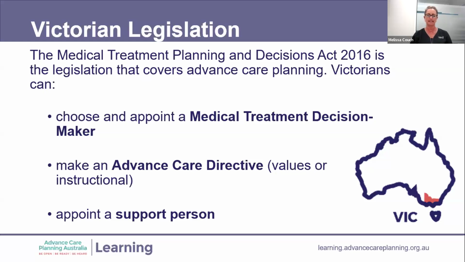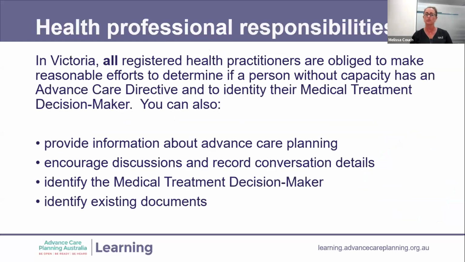And then you can make an advanced care directive. So it's either a values or instructional, and we'll go through that a bit more clearly, and also appoint a support person. That was sort of a new appointment under when the Decision Planning Act changed in 2018, what came into effect. So what are health practitioners or health professionals' responsibilities with regards to advanced care planning?